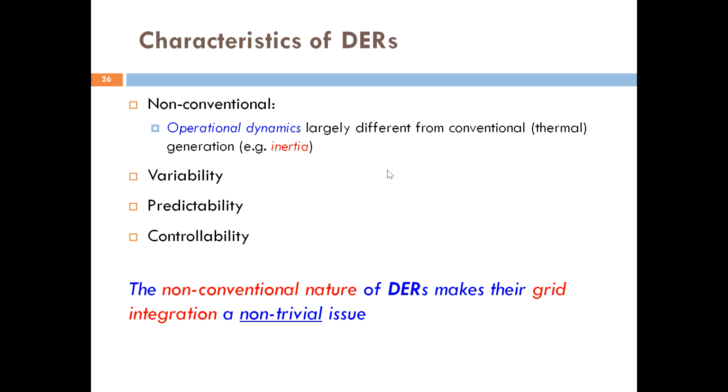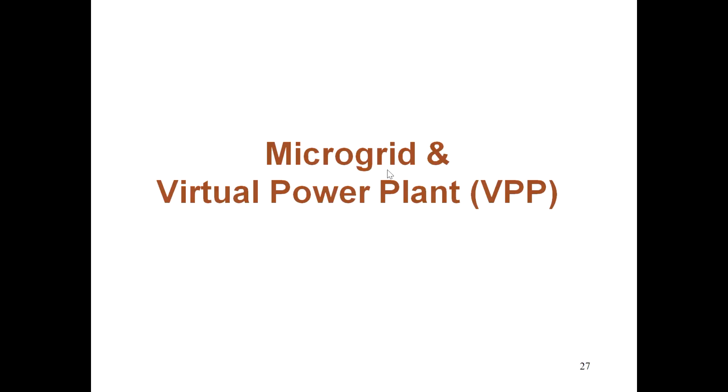So what we are going to look at in the next few slides is the approaches that are commonly used to efficiently integrate distributed energy resources into the power system. And I am going to talk about two main ones that you will also find very extensively discussed in the literature. And these are the microgrid as well as the virtual power plant.